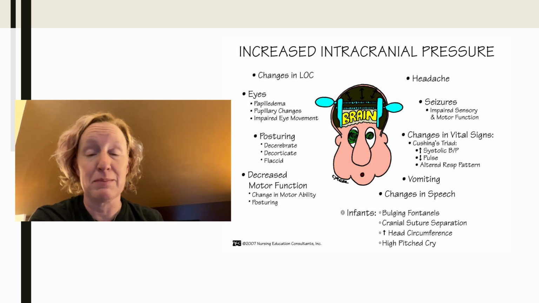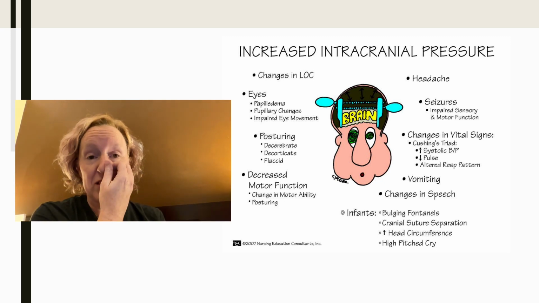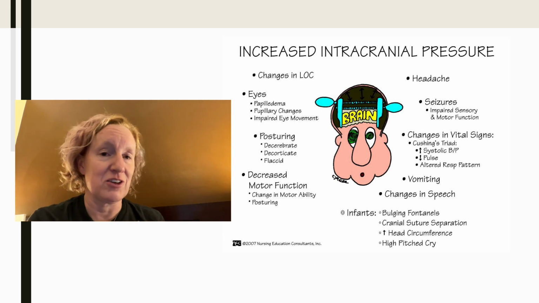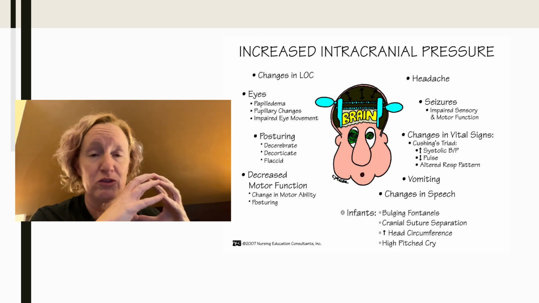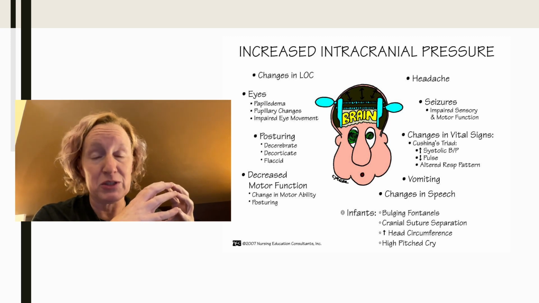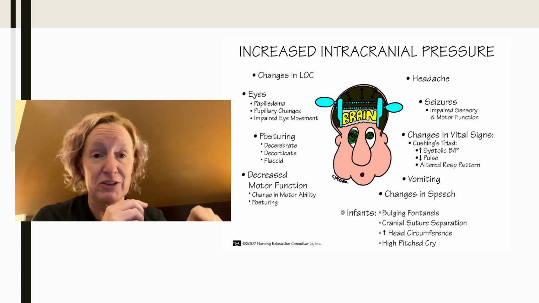So if you have a bulging fontanelle, it's going to be in an infant. It's going to be in somebody small, right? So that's when you can check head circumference and all that other stuff. Once our sutures have well fused, you no longer will have that bulging fontanelle piece. You'll have these other symptoms.